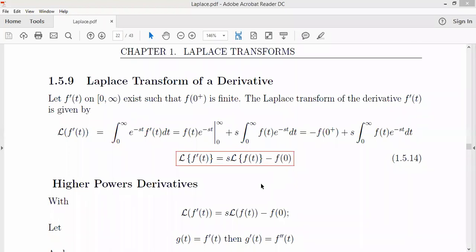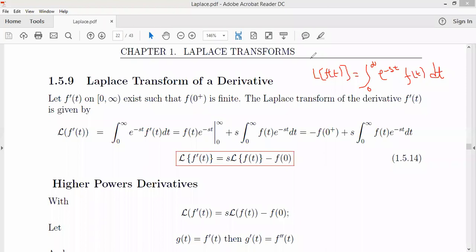So, by definition of a Laplace transform, we know that L of f of t is the integral from 0 to infinity of e to the minus st, f of t, dt, that we are already familiar with.